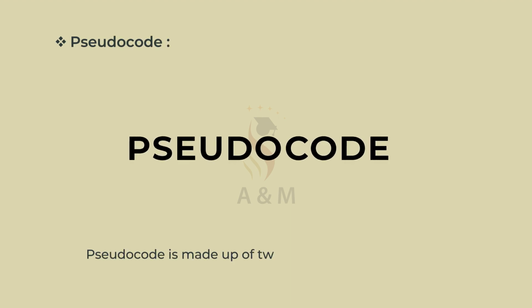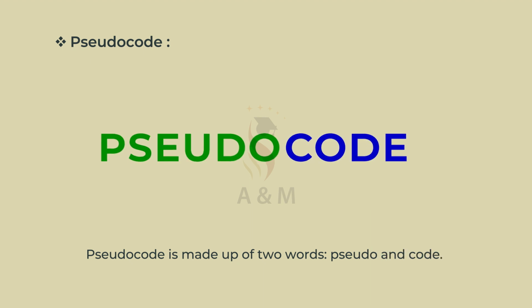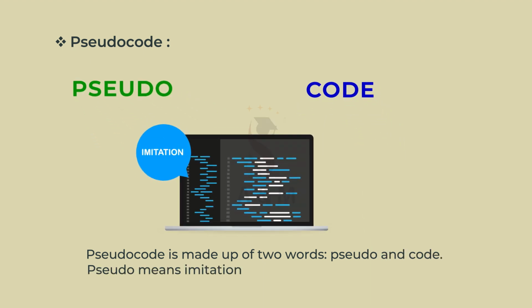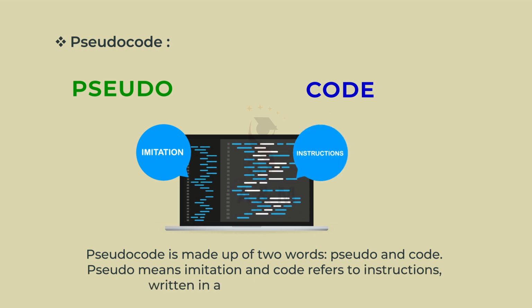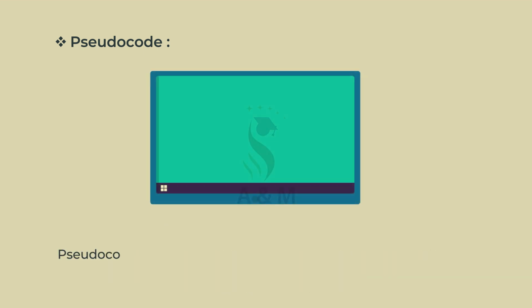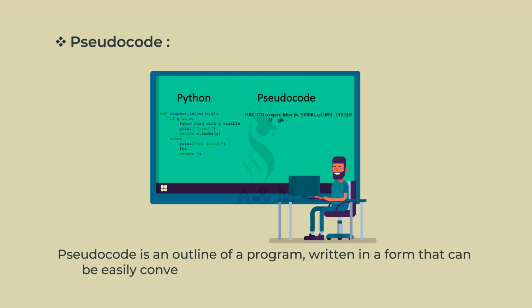Pseudocode. Pseudocode is made up of two words, that is pseudo and code. Pseudo means imitation and code refers to instructions written in a programming language. Pseudocode is an outline of a program written in a form that can be easily converted into actual programming statements.